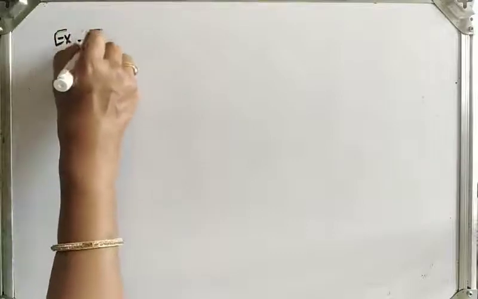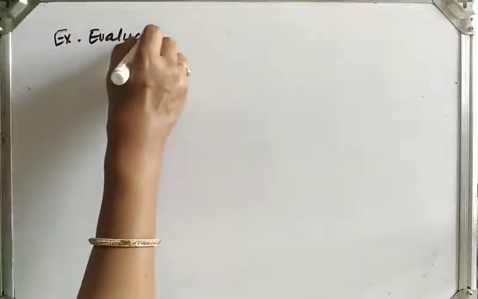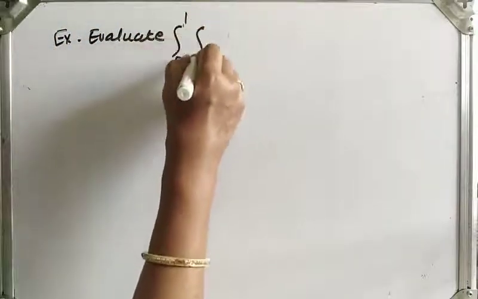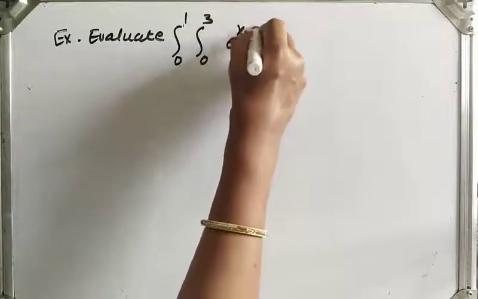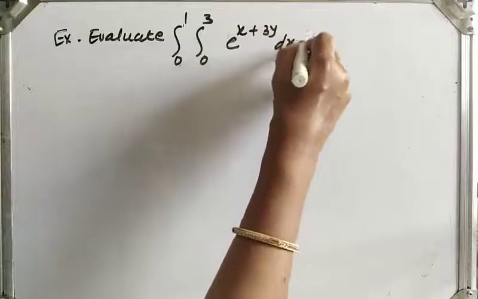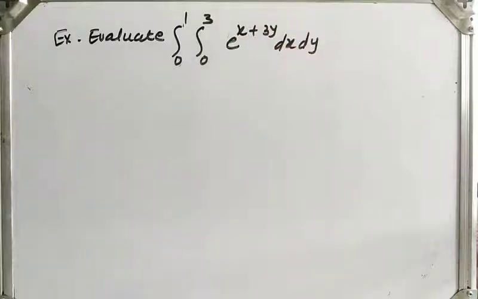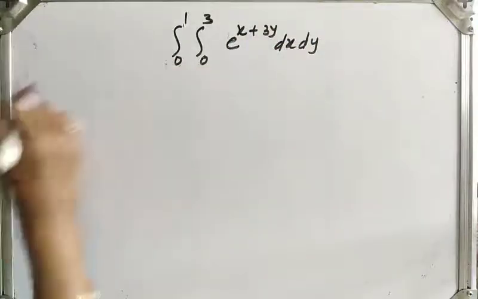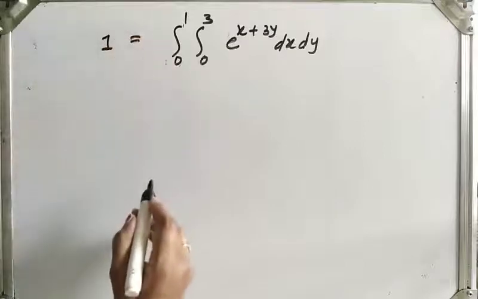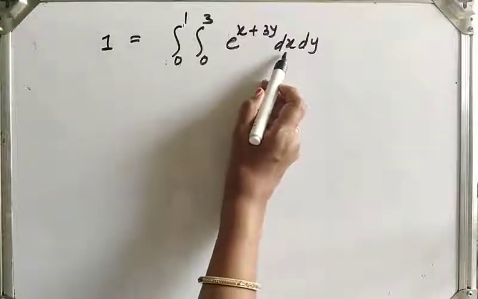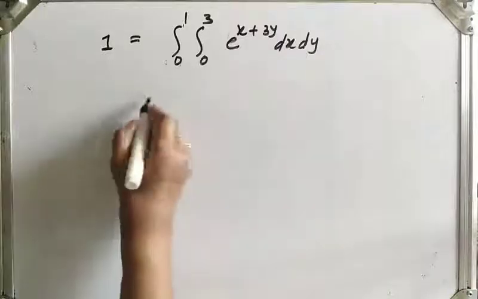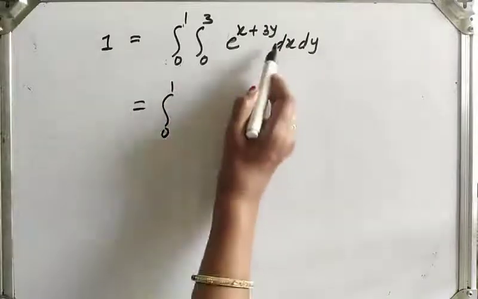Next example is: evaluate the integral 0 to 1, integral 0 to 3, e raised to x plus 3y, dx dy. So in the solution, I is equal to, now first we will integrate with respect to x and then with respect to y. So the integral from 0 to 1 as it is.